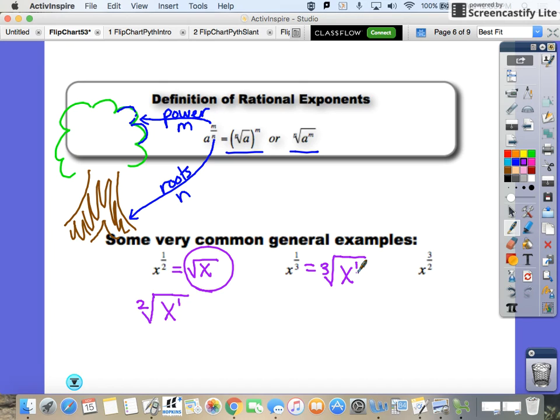For this third example, 2 is on the bottom, 2 would be the root, 3 is on the top, that would be the power, so we would have the second root or square root of x cubed. Again, you probably would never see that. What you would likely see is the square root of x cubed. But these are the same thing.